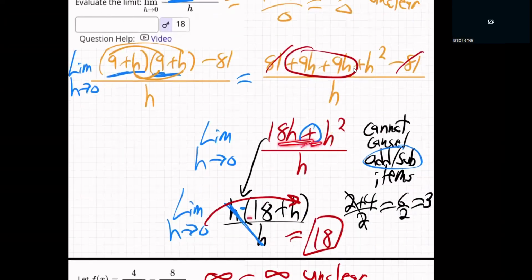And then in the end, we had to factor the top as well and cancel, because you can only cancel multiplied items, not added or subtracted items. Make sure you know that going forward. All right. And there we go.